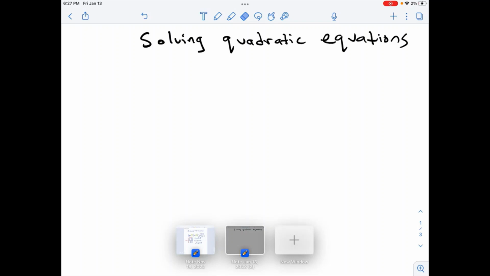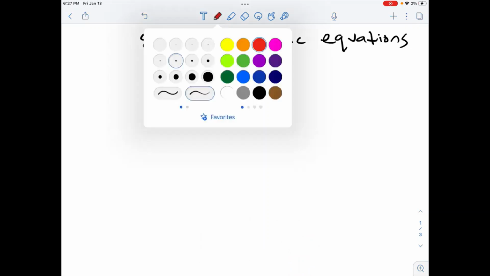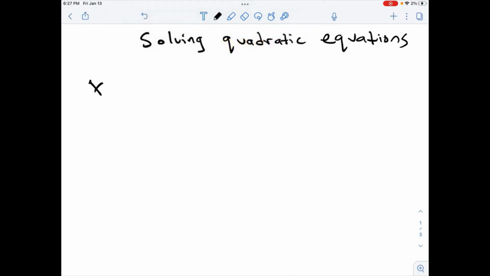Today we're going to be talking about solving quadratic equations, and let's begin with something that looks like this. x squared minus 7x plus 10 equals 0. So this has a squared term, an x term, and a constant term. Things that look like that require two steps to solve.